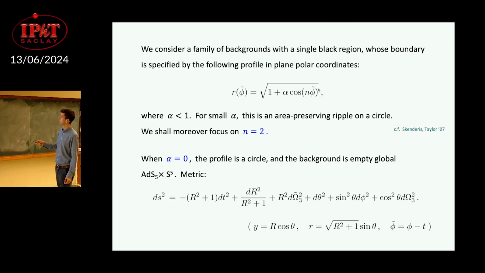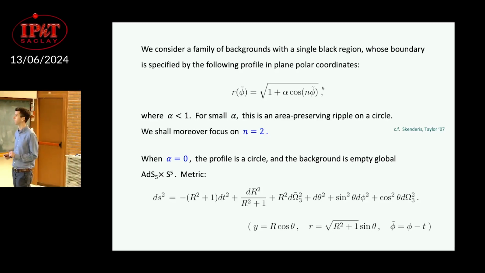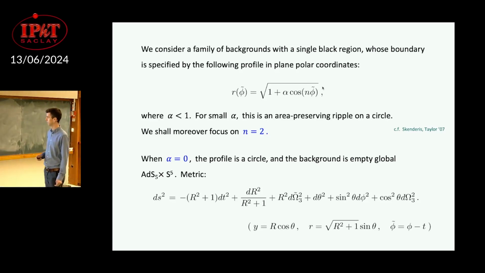This particular profile has been considered before in the work that I show you here. When alpha equals 0, this is just the circular droplet, which corresponds to the empty vacuum global AdS5 times S5, and the metric is on the slides here. Of the three spheres, one of them becomes the three-sphere of AdS5 and the other one of S5.